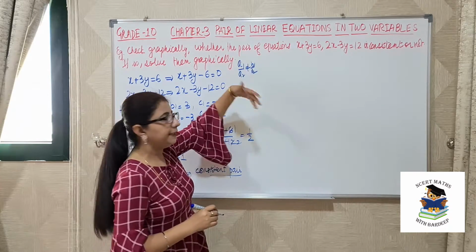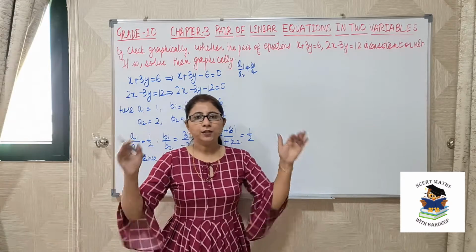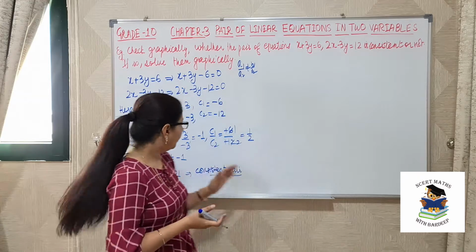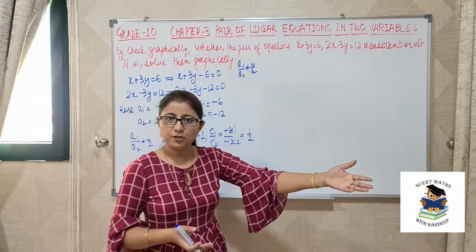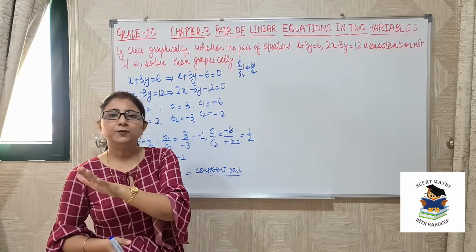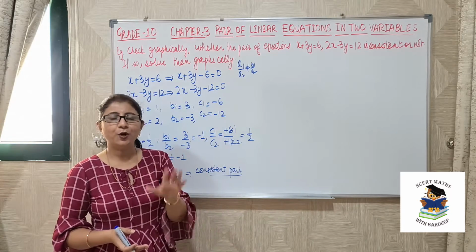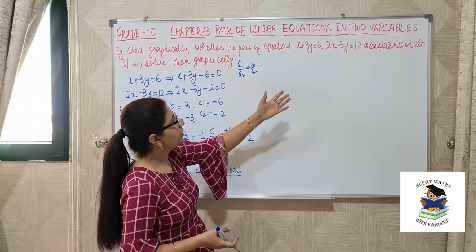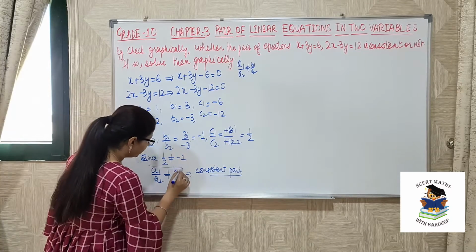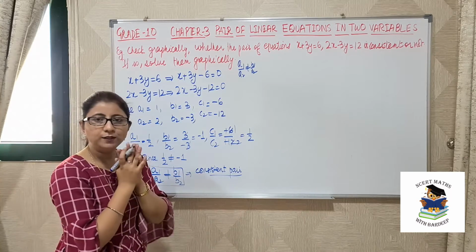If the first two are equal, then we will check the third value, that is c1 by c2. If all are equal, then again it will be a consistent pair because it will have infinite solutions. But if the first two are equal but the third is not equal, that is a1 by a2 equals b1 by b2 but not equal to c1 by c2, then the equations will have no solution, an inconsistent pair. So our question was, if they are consistent, solve them graphically. Since this condition holds, this is a consistent pair. Now let's see how to solve them graphically.